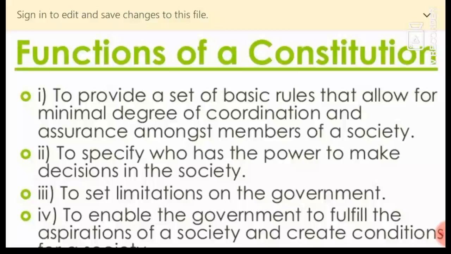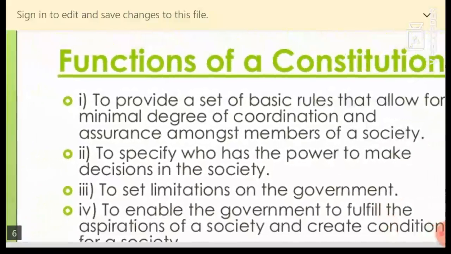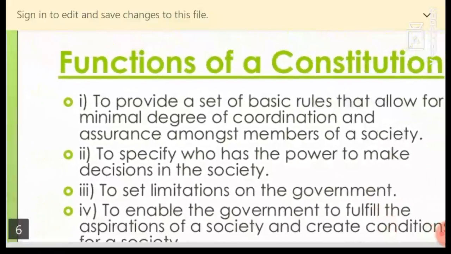Secondly, a constitution specifies who has the power to make decisions in the society. This second function is directly indicating to the government. Means how government would be formed, what powers it would have, what way it could be made more democratic, what way it could be more effective, and power is not monopolized by some sections only. That is all about the second function which a constitution would perform.